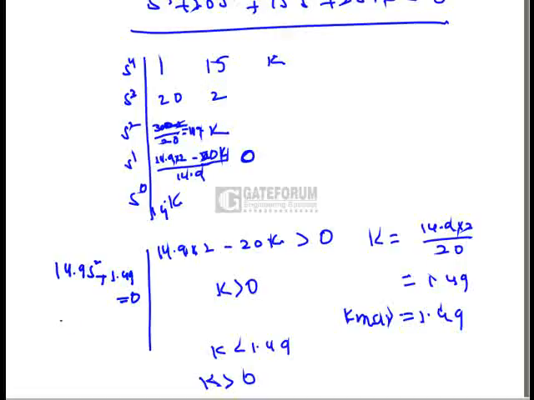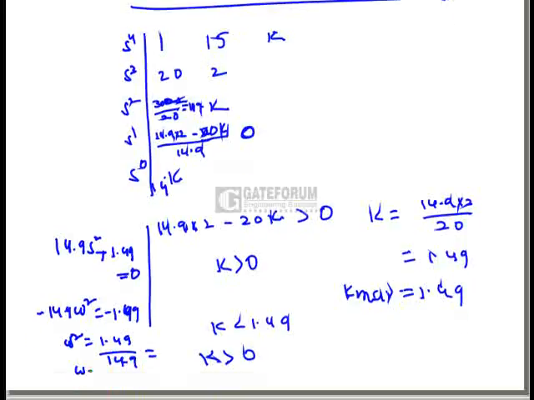If you solve this, because s square is nothing but minus omega square, with s equal to j omega, if you substitute here, 14.9 minus omega square equal to minus 1.49. So from this what we get is omega square equal to 1.49 by 14.9. So with this, omega equal to under root of 1 by 10, and this value is approximately 0.316 radians per second.